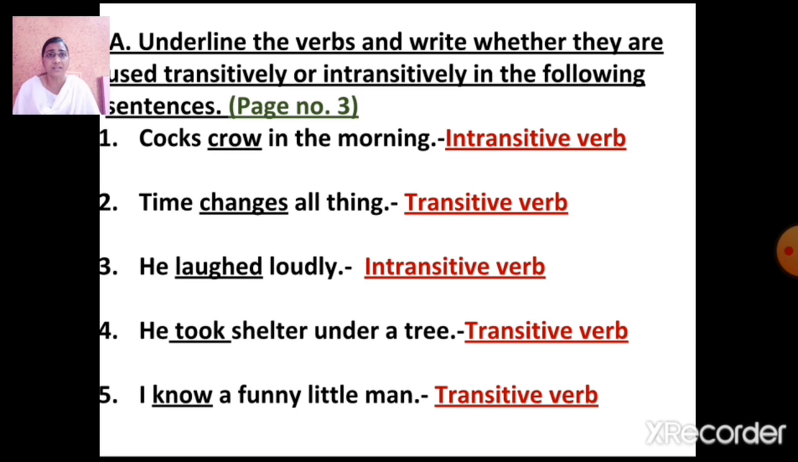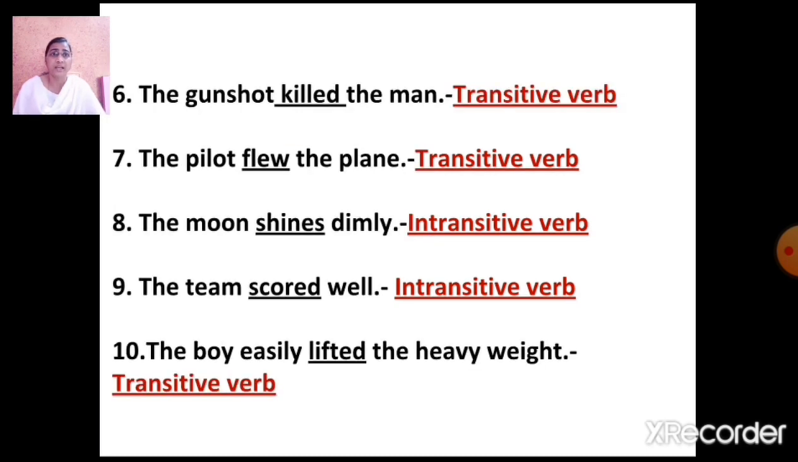Now, let's move ahead. The gunshot killed the man. Now, here the verb is killed. So, underline that. Now, ask the question, killed what? The man. Right, we are getting the answer. So, it is a transitive verb. Now, the next is, the pilot flew the plane. Now, here the verb is flew. Ask the question, flew what? And we are getting the answer, the plane. So, this is a transitive verb.